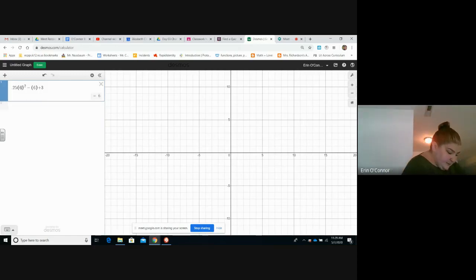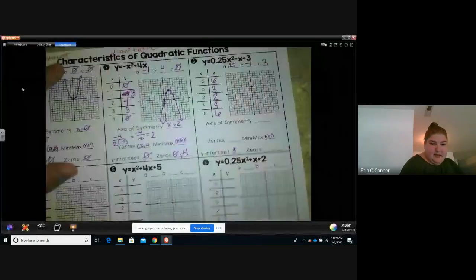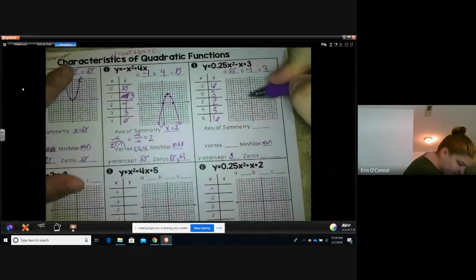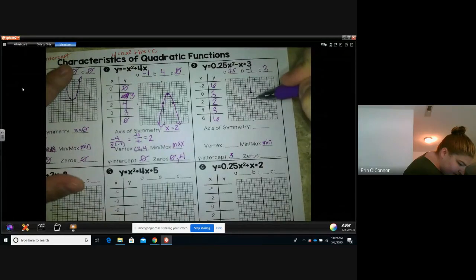So now that we have these points, let's plot them. So I have negative 2, 6, 0, 3, 2, 2.